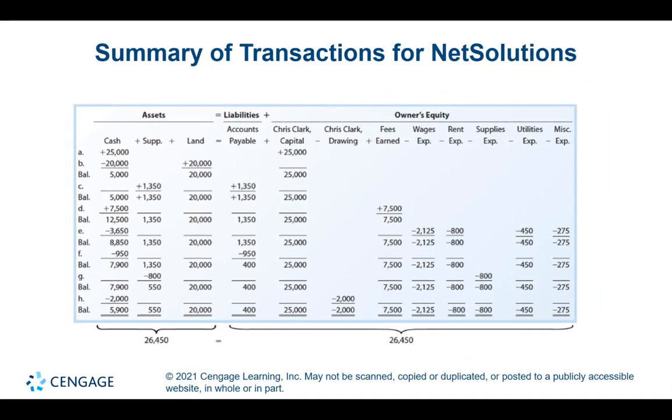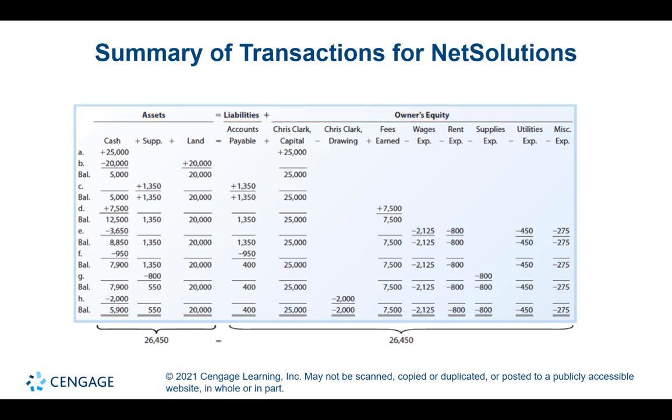This video reviews and examines the summary of transactions for the company Net Solutions. Assets equals liabilities plus owner's equity. All transactions should keep this accounting equation balanced for each individual transaction, and then in total as a whole, assets in total equals liabilities plus owner's equity in total.